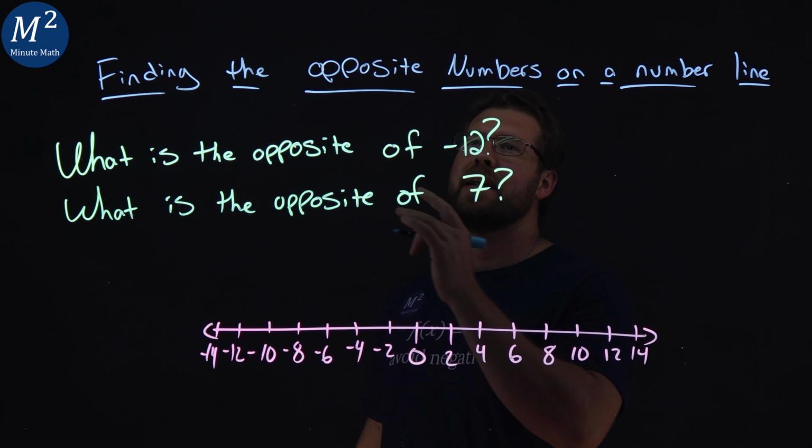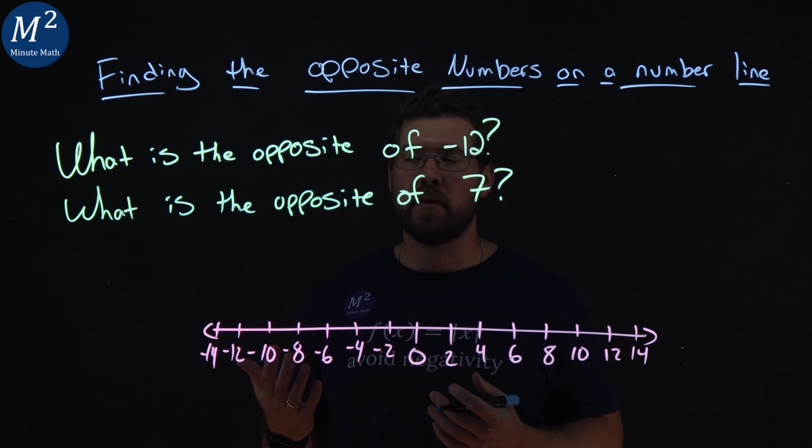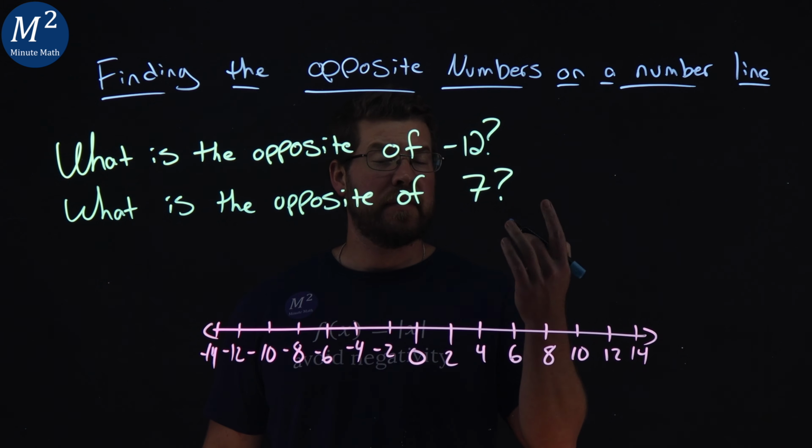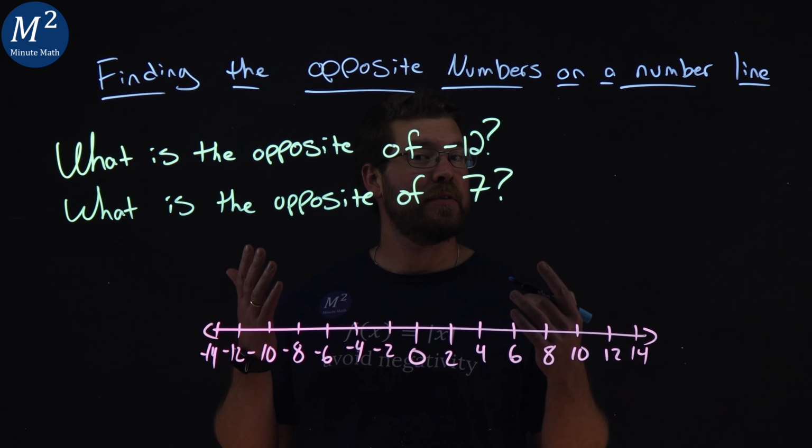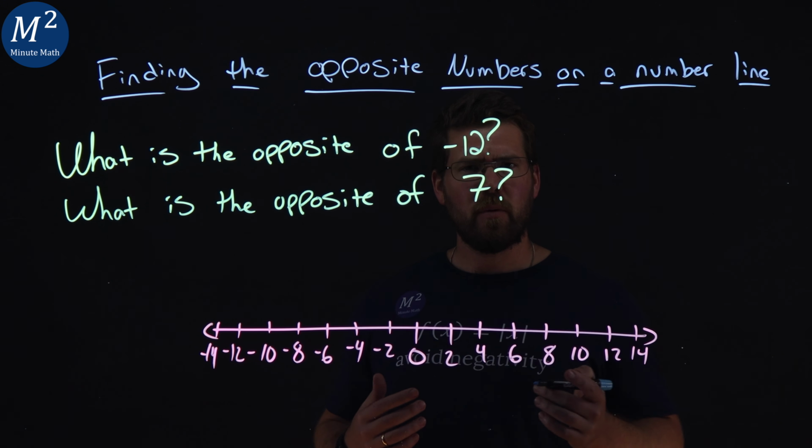Let's learn about finding the opposite numbers on a number line. What is the opposite of negative 12? What is the opposite of 7? Let's start with negative 12.